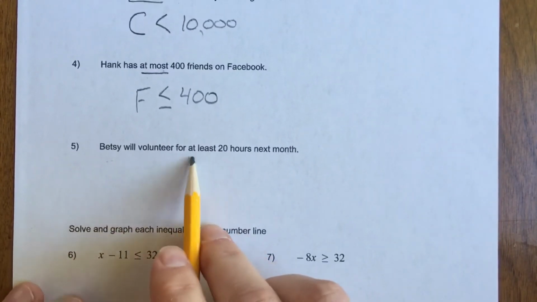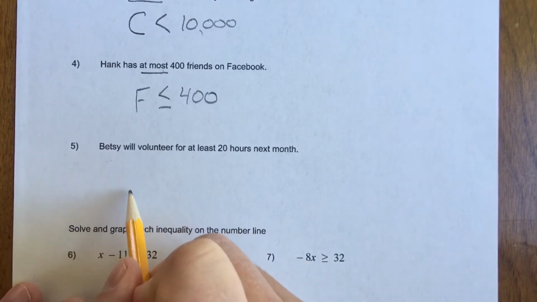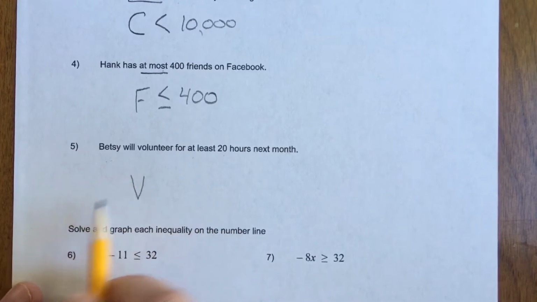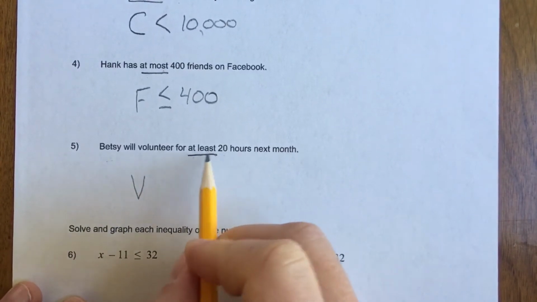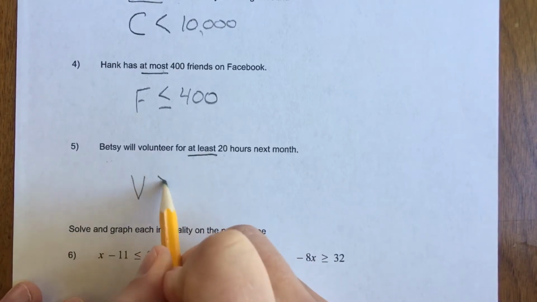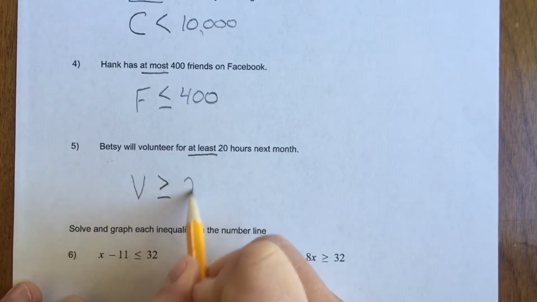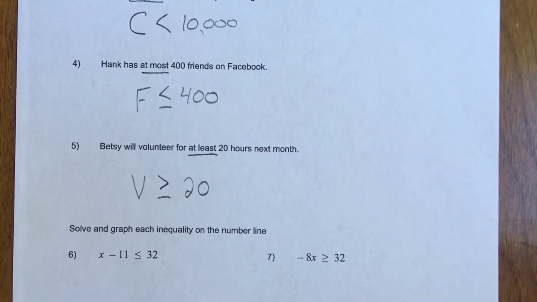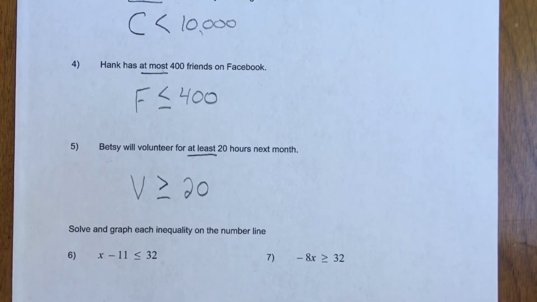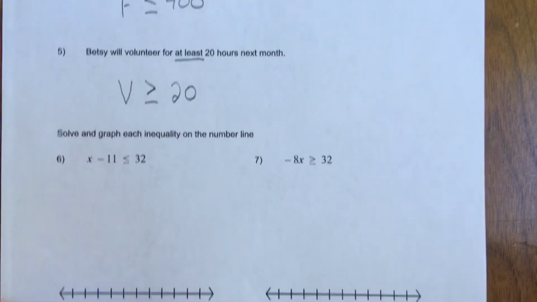Betsy will volunteer for at least 20 hours. So we'll do V for volunteer. If you did something else, that's fine. But then it says at least 20, so that's the smallest it could be. Could be greater than, could be equal to. It's just not going to be any smaller than that 20. So again, just think through it. Don't try to memorize. Just kind of ask yourself what would make sense. That usually is the best way to do it.